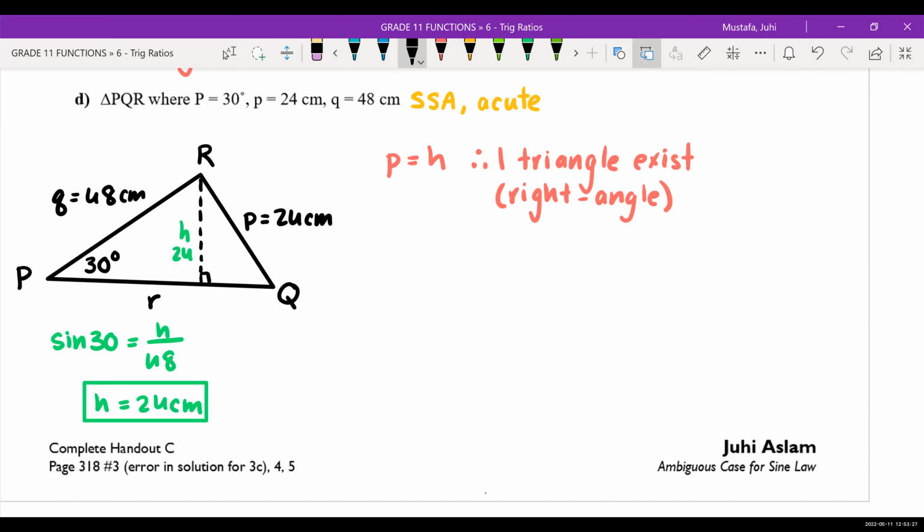Okay, so how are you going to draw the right angle triangle? Well, it's just going to look like this because P and H are the same. So we're going to have angle P over here, and that's 30 degrees. Angle Q is now 90 degrees. Angle R is up here. This is Q is equal to 48 centimeters. This is P is equal to 24 centimeters.